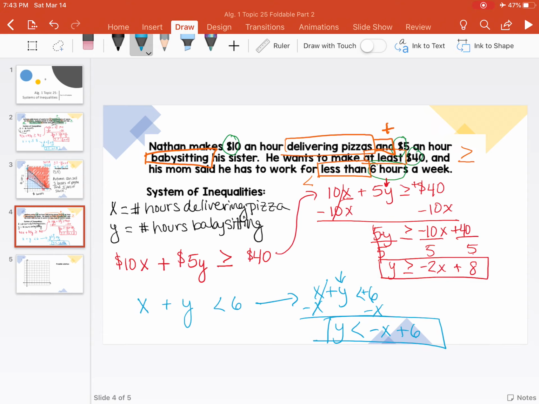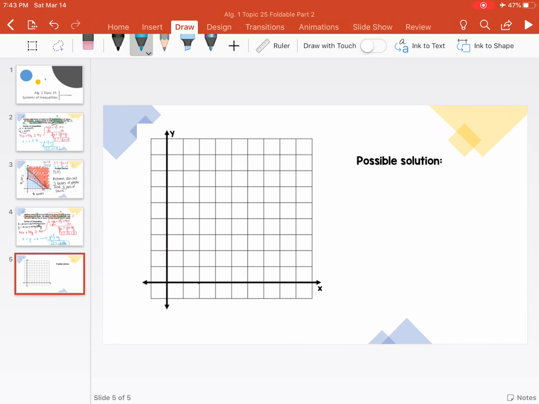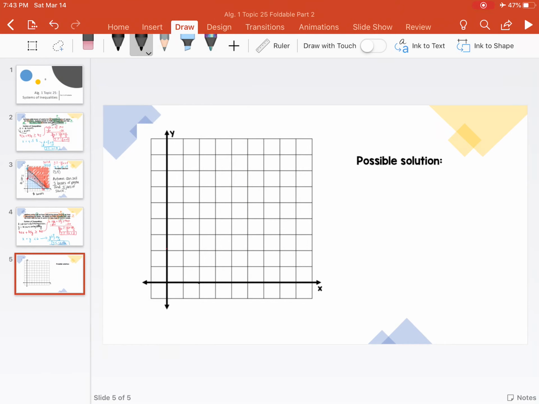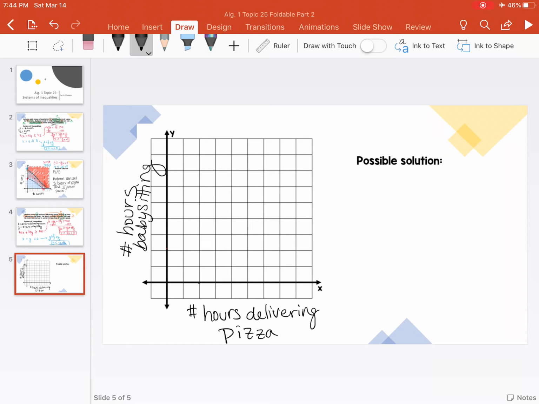So if we want to graph to actually figure out how many hours Nathan does work for each job, I know you're all dying to know, we're going to first label our axes. We know that x is going to be our number of hours delivering pizza. Dang, couldn't have chosen shorter jobs. Pizza. And our y is number of hours babysitting. Good.